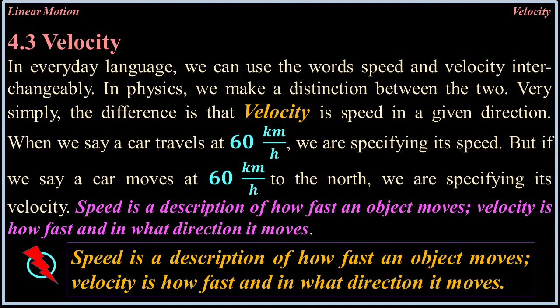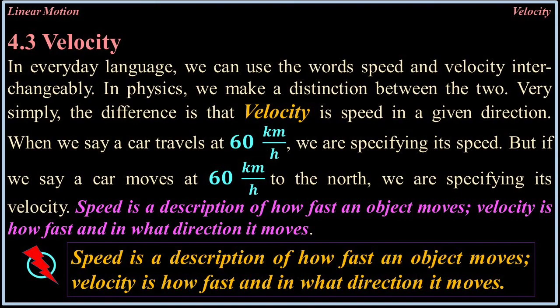4.3 Velocity. In everyday language, we can use the words speed and velocity interchangeably. In physics, we make a distinction between the two. Very simply, the difference is that velocity is speed in a given direction. When we say a car travels at 60 kilometers per hour, we are specifying its speed. But if we say a car moves 60 kilometers per hour to the north, we are specifying its velocity.